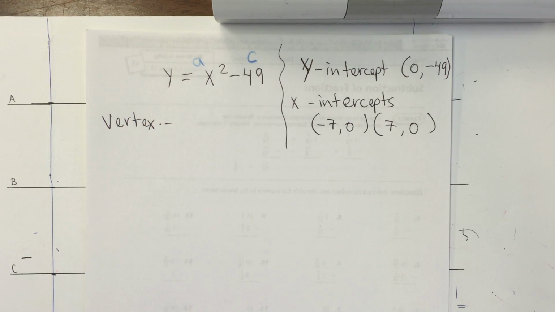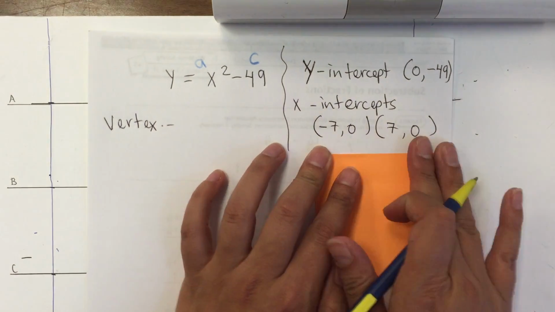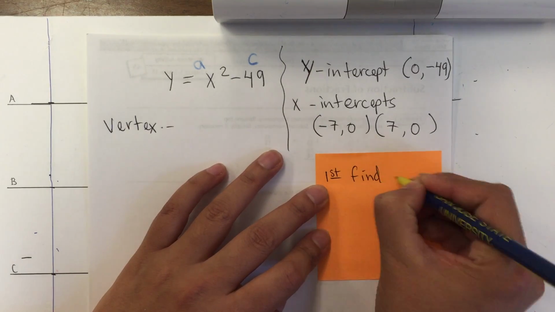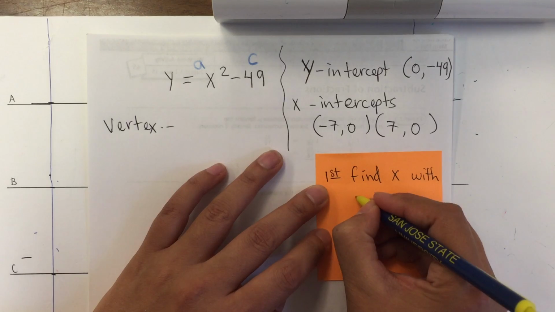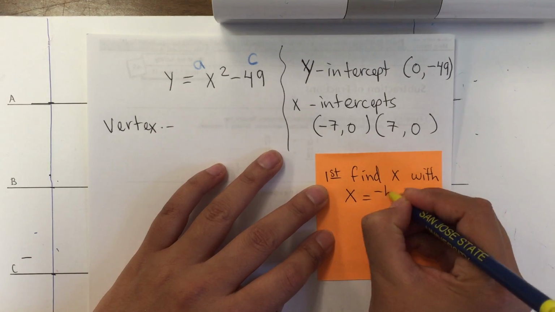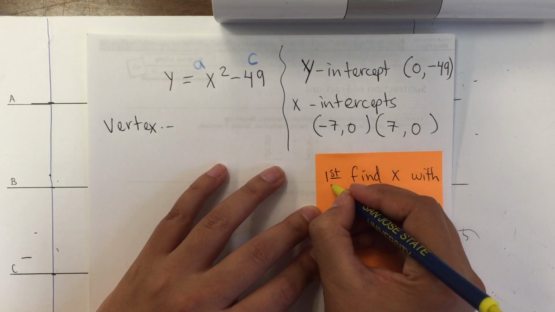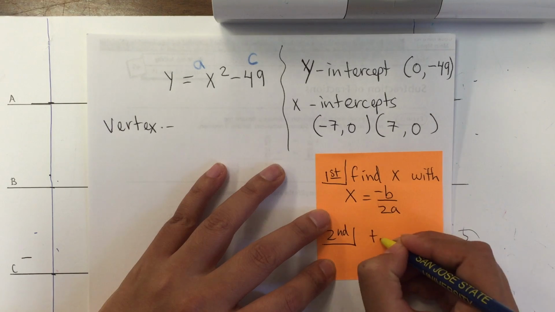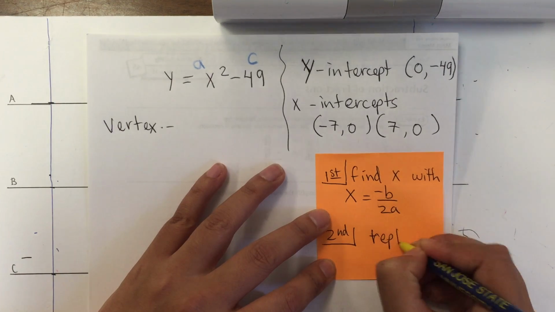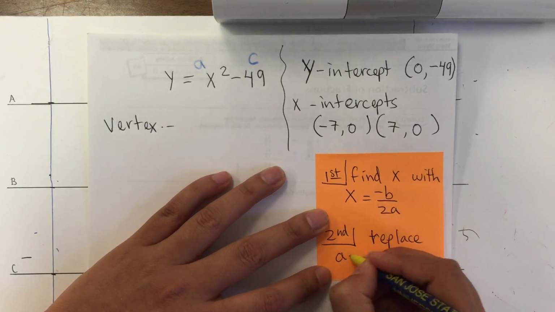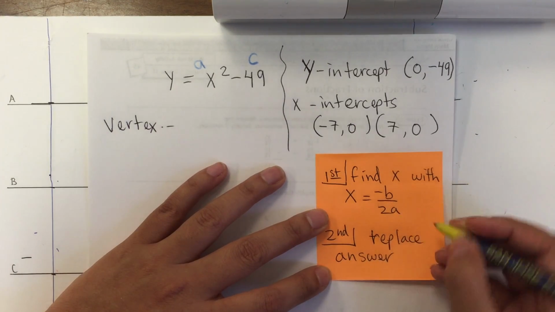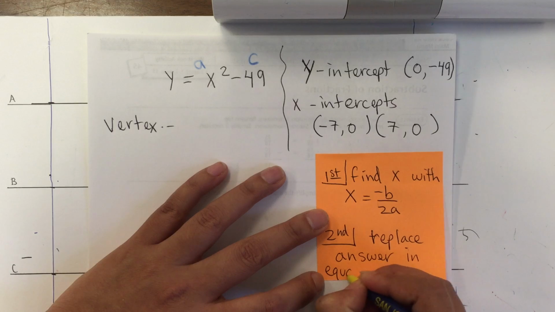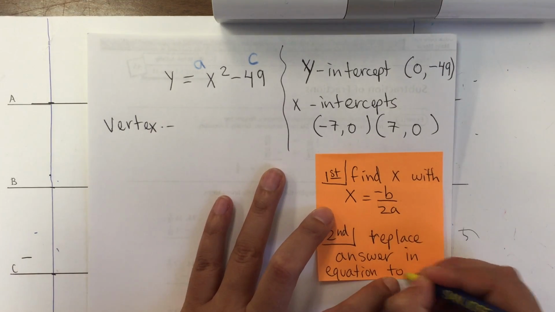Let me write this on a post-it so I can have it in front of me and available for you. So the first step: find x with x equals negative b over 2a. And the second step is to replace the answer of step 1 in the equation to find y.